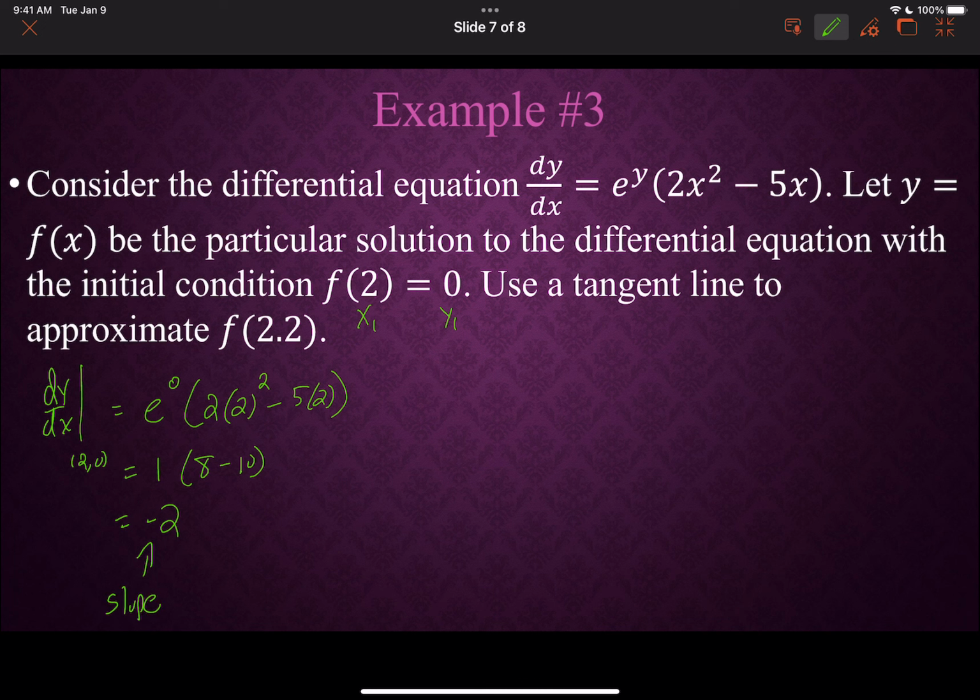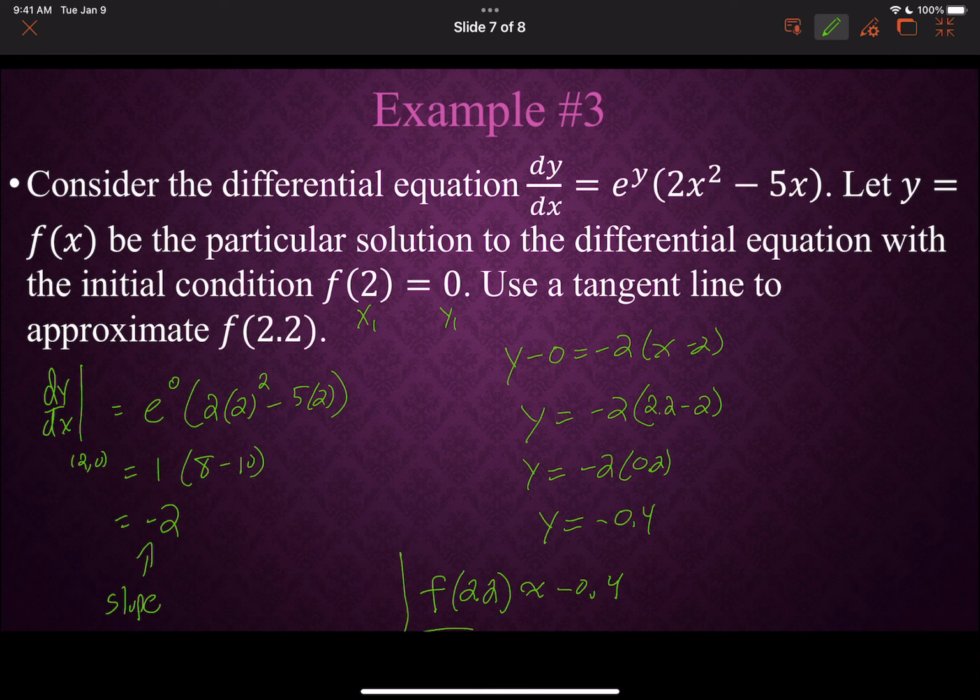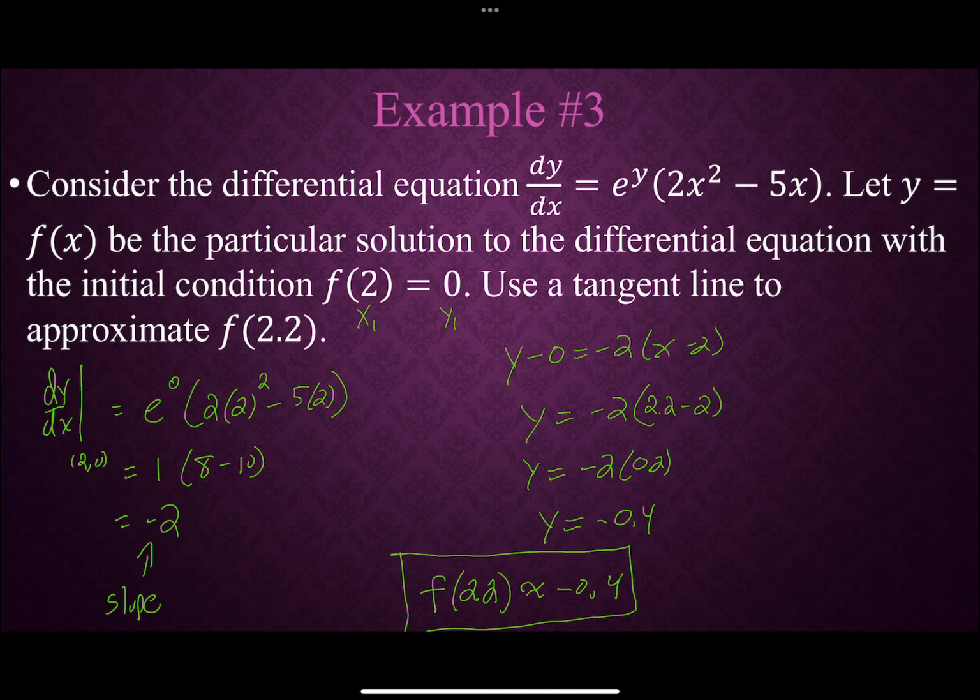So we go ahead and set up our tangent line. So it's y minus 0 equals negative 2 times x minus 2. So y would just equal negative 2, and then we fill in the 2.2 for x. We get negative 2 times 0.2, which is going to give us a negative 0.4. So f of 2.2 is approximately negative 0.4. And notice they don't ask about whether it's an over or an underestimate. So we don't have to worry about doing that type of analysis. All right, so only worry about over and under if they actually ask for it.